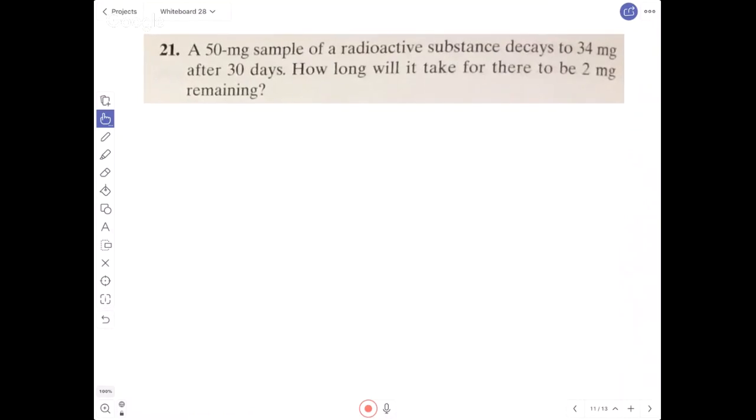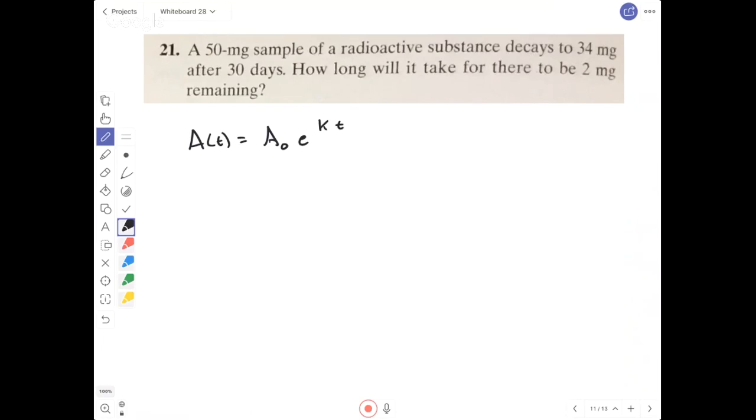A 50 milligram sample of a radioactive substance decays to 34 milligrams after 30 days. How long will it take for there to be 2 milligrams remaining? So I know that in general, A of t is equal to some initial amount, A naught times e to the kt. That'll be my formula for all of these radioactive decay problems.